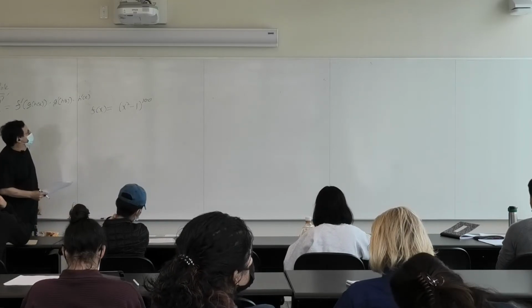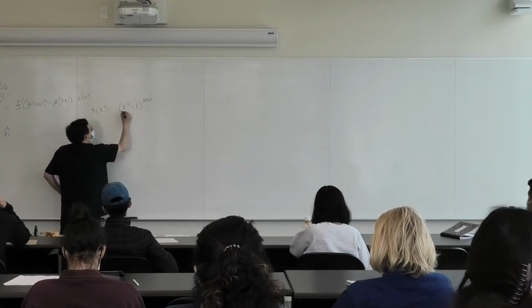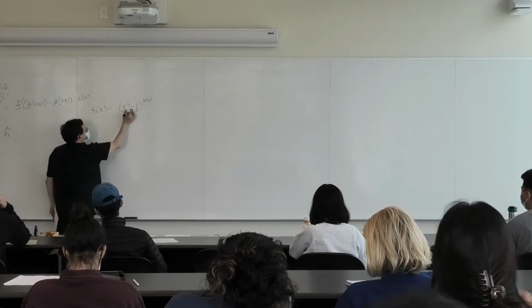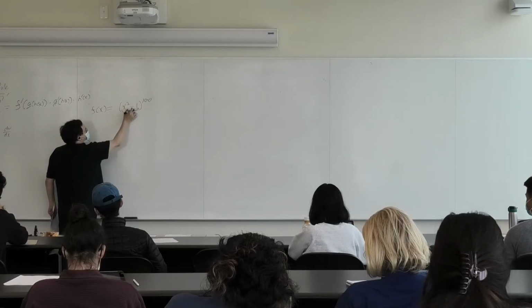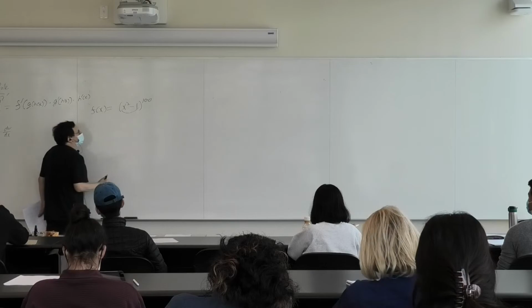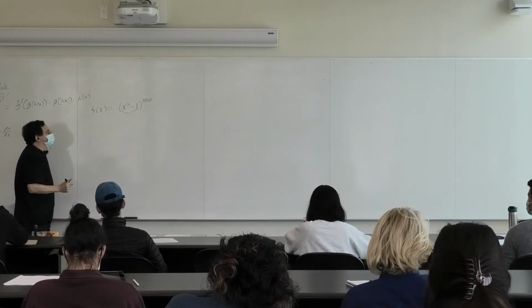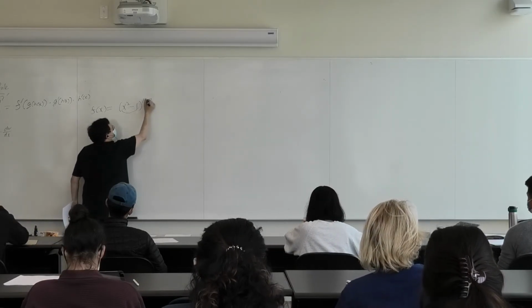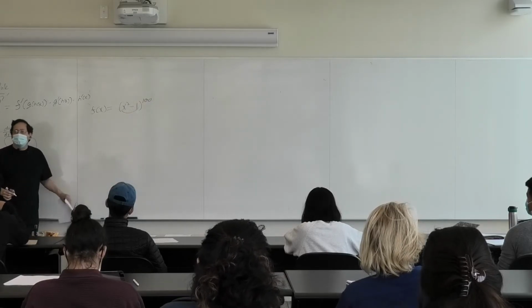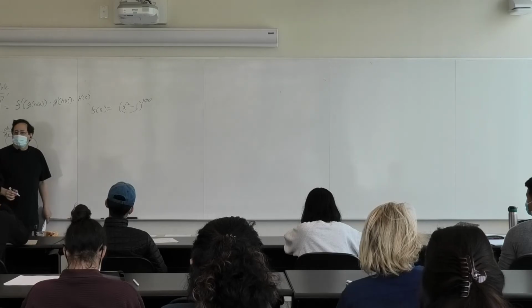Now, we have a composition of functions. We have a function x squared minus 1, and then we're taking that to another function, to the 100th. So, how do I do this? What's my first step? It's just like if it was 5, except it's 100.